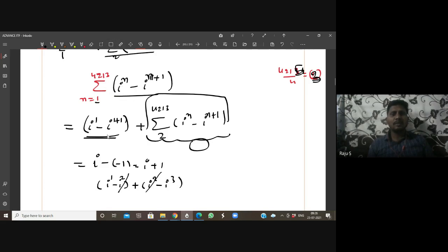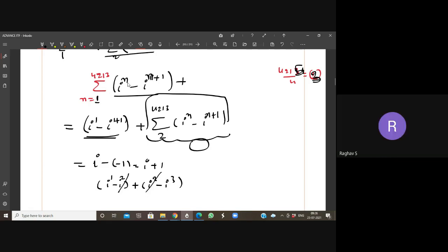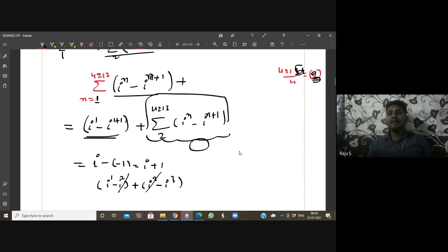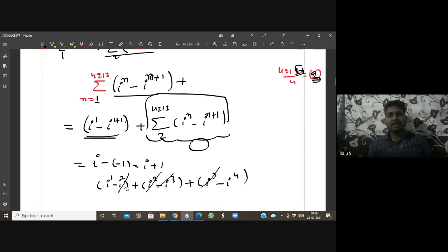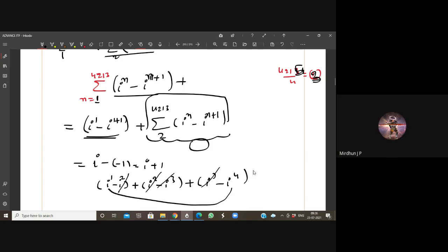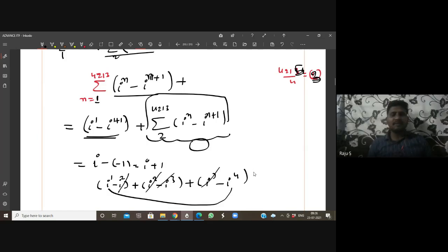When I substitute n is equal to 1, I get i power 1 minus i power 2. When I substitute n is equal to 2, after 1 you have to substitute 2 also. If the remainder is 3, you are going to get i power 3 minus i power 3, which gets cancelled. i power 1 minus i power 4, you will get i minus 1. That is the answer.